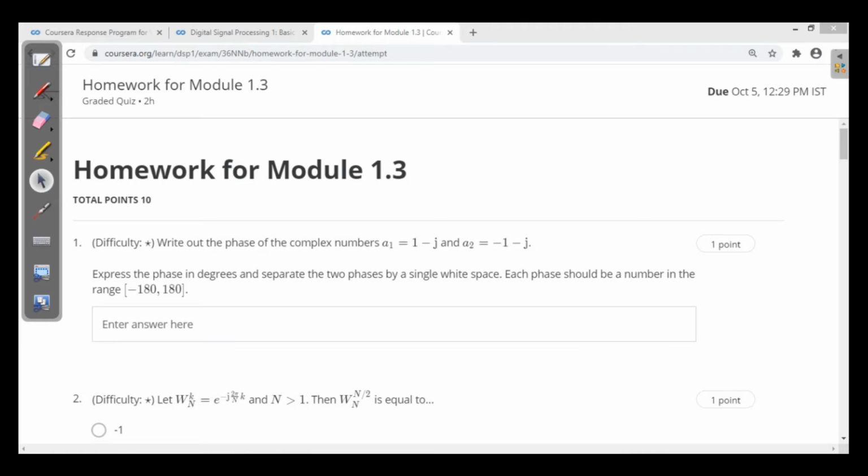The first question: write out the phase of the complex numbers A1 = 1 minus j, and A2 = minus 1 minus j. Here you have the two complex numbers. They are asking what is the phase of these two. For an A plus jB complex number, the phase is simply the tan inverse of B by A. Okay, let's see how it works.